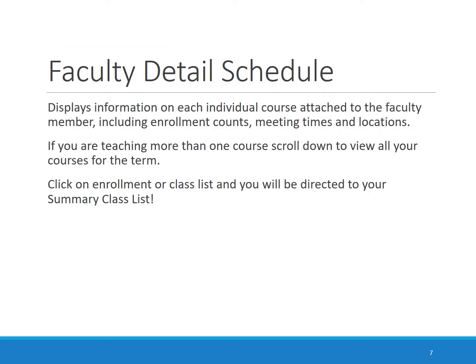The Faculty Detail Schedule will display information pertaining to the course the faculty member is teaching. If a faculty member is teaching more than one course, they will all be listed under Faculty Detail Schedule. Simply click on Enrollment or Class List to view your summary class list.